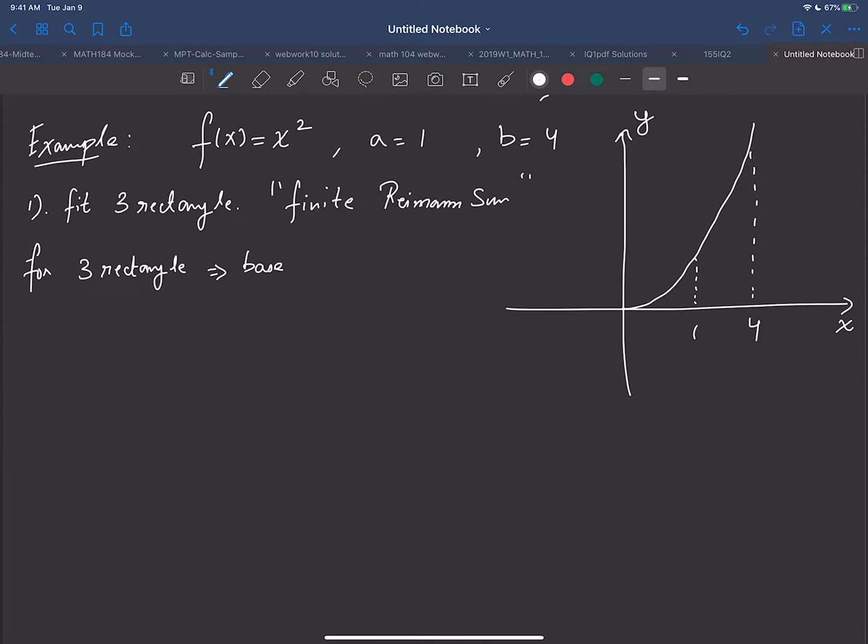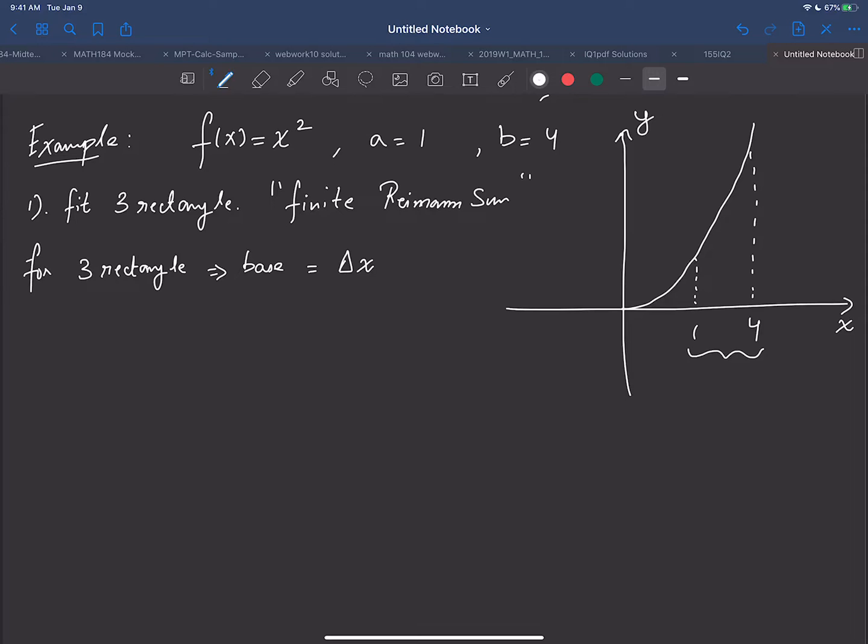The base is going to be fixed, and we're going to call that delta x, because that's the difference we have on the x-axis. So that base has a delta x definition, and we're going to split up the whole domain into equal parts. The base for all these 3 rectangles is going to be the same, and it's going to be delta x. By definition, it's always going to be splitting up all of this zone from 1 to 4 into equal parts. So now we have 3 rectangles we're going to fit in. How much space do we have?